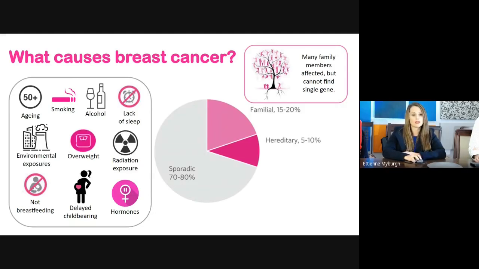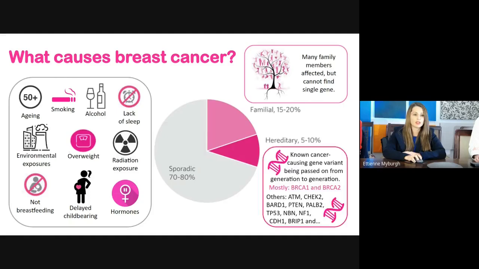And then you get this tiny group, this 5 to 10%, that is hereditary, where you've got a strong family history, and after you've had genetic testing, they could identify the cancer-causing gene variant. I've just listed a few. The most common ones that you've probably heard of are the BRCA1 and the BRCA2 genes. But there's also a few others that are less common, and as the technology is advancing, we're identifying a few more. At the moment, we probably have about 20 different breast cancer genes.